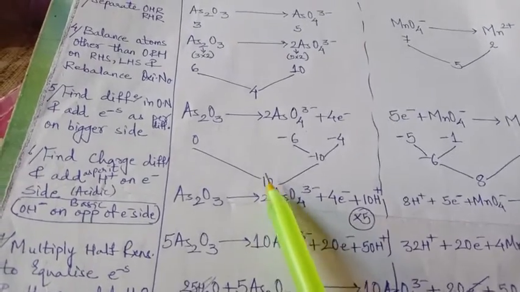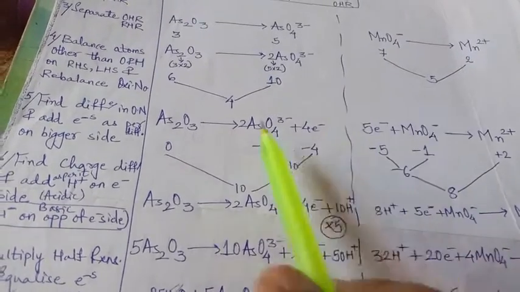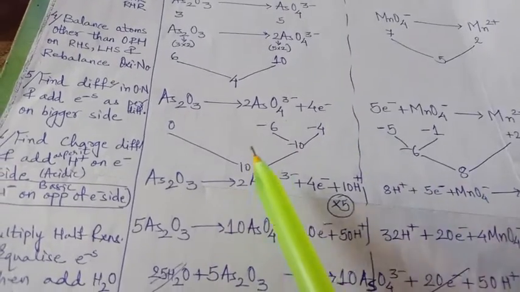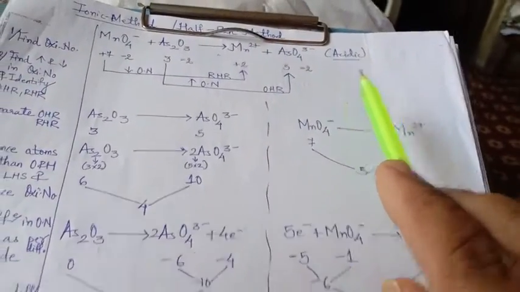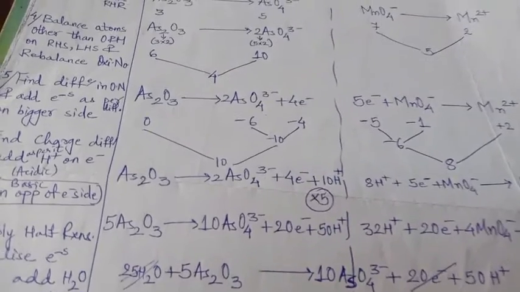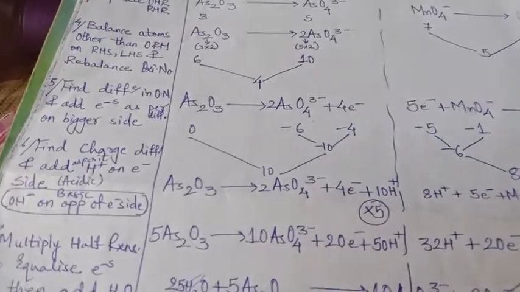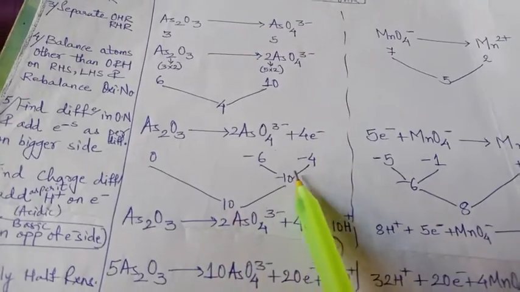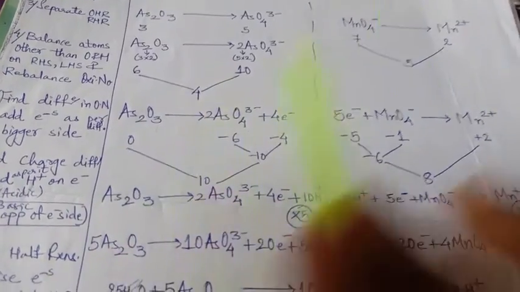Now what to do? Whatever the difference of the electron charge is here, this was the difference of oxidation number. Here we got the difference of the electron charge. This much number of hydrogen is to be added if it is acidic medium, and if basic medium, then OH is to be added. So again, keep in mind that when it is acidic medium, the difference in the electron charge is added on the bigger side. When considering bigger and smaller, don't consider the sign.